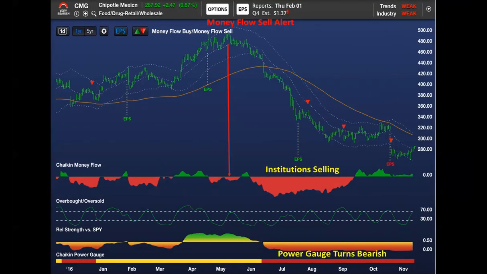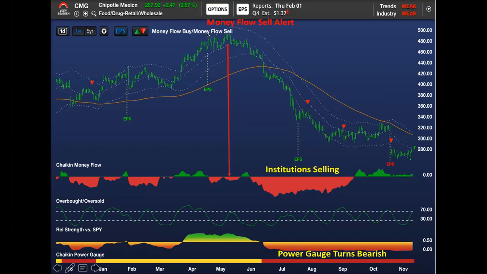Third, money flow sell alert, Chipotle, the exact same pattern. Patterns repeat over and over and over again on Wall Street. That's why this webinar is so important. If you embrace this disciplined approach, Chipotle's power gauge actually turned bearish at 700, off the charts, before the E. coli crisis surfaced. But here in April and May of this year, it had rallied from 360 to 500.